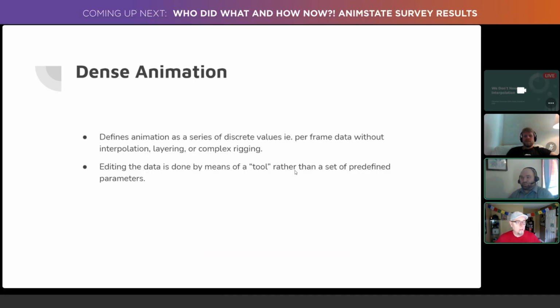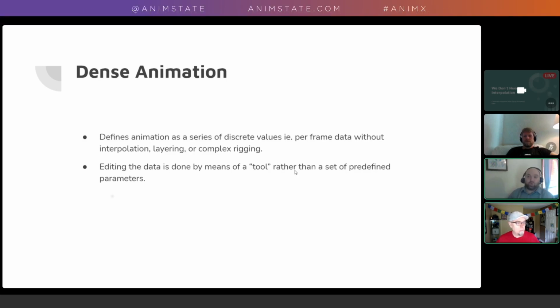Dense animation, which is what we're going to be talking about today, defines movement as a set of discrete poses across time. And all the kinds of tools that we're familiar with for editing poses and motion, they're not parameters anymore. They're not baked into your shot. They are instead effectively tools, and they let you perform similar actions to the types of manipulation that we're familiar with, but they don't have the implications for how you can edit that data in the future.